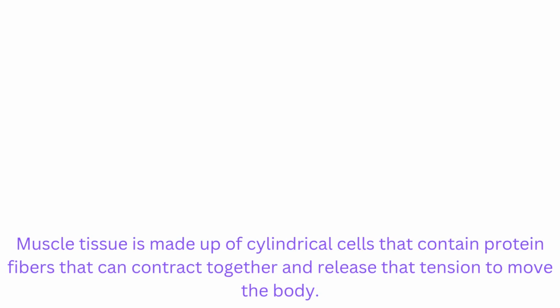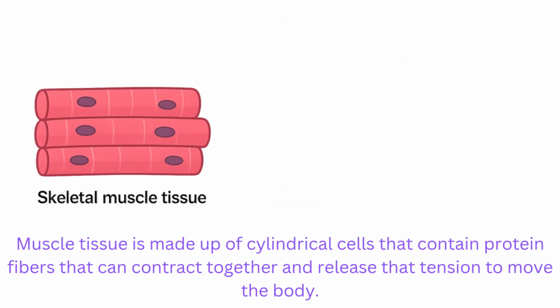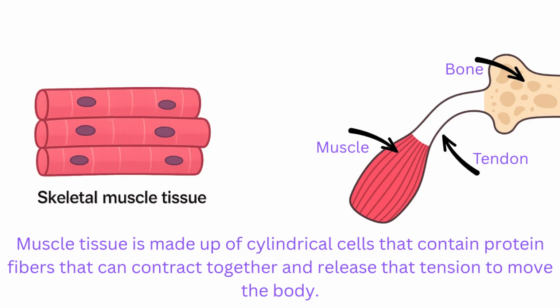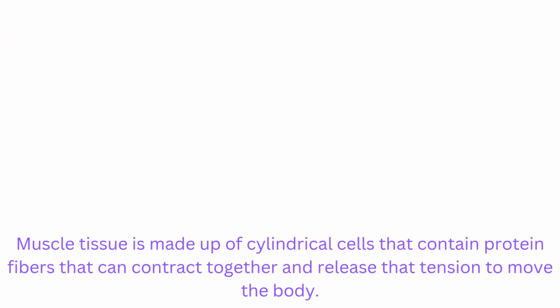Muscle tissue is the biological engine that drives motion, posture, and even the circulation of blood. There are three main kinds of muscle tissue. Skeletal muscle attaches to bones and moves the body under voluntary control. Its long cylindrical fibers are built to contract and release to move the body.